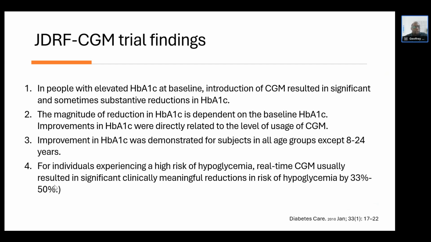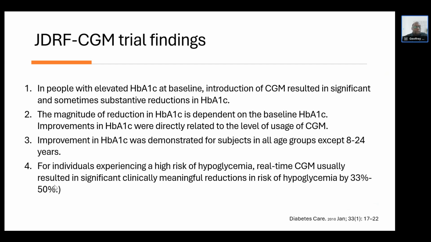And these reductions in hemoglobin A1C are actually dependent on what your baseline hemoglobin A1C was. So those people who had higher levels of hemoglobin A1C actually seemed to benefit much more from the use of a CGM. And the benefit was pretty much across all age groups, with the exception of participants in the age group of 8 to 24, which by and large comprises your adolescents. And sub-analysis of this data actually demonstrated that those, even in this age group, who were able to use continuous glucose monitoring for at least 6 days in a week actually benefited from its use.